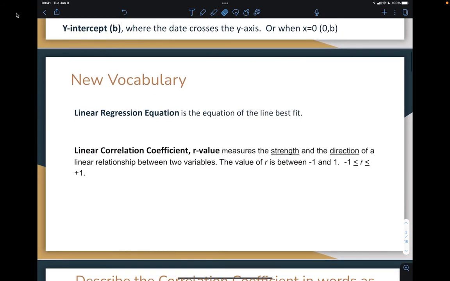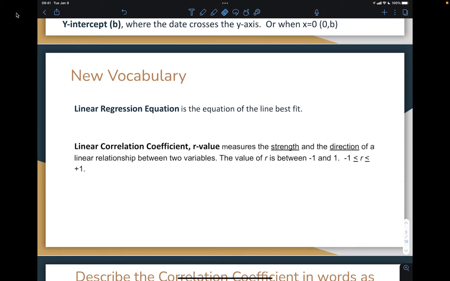So our new vocabulary is linear regression equation. This is the equation of the line of best fit. So it's the equation that Desmos gives us or a graphing utility gives us. Linear correlation coefficient is R value. It measures the strength and the direction of a linear relationship between two variables. R value is between -1 and 1. As always, pause this if you need time to write down your vocabulary.